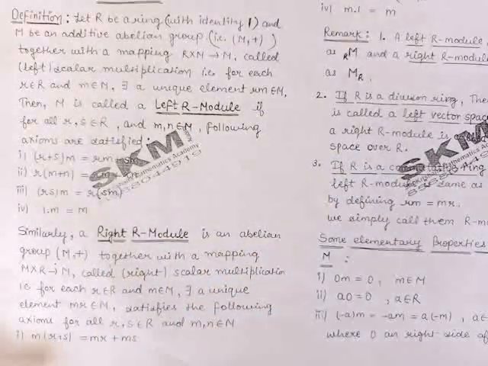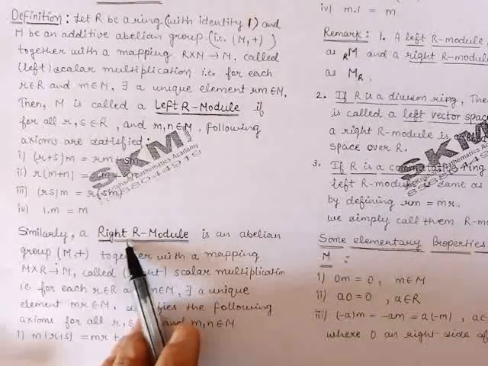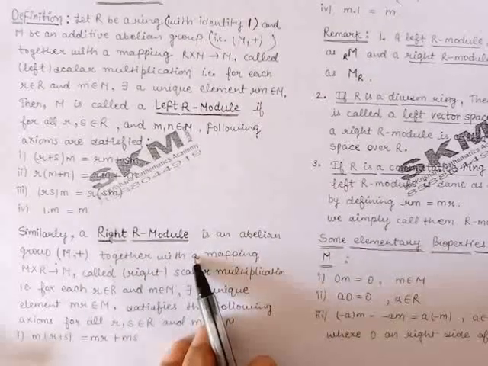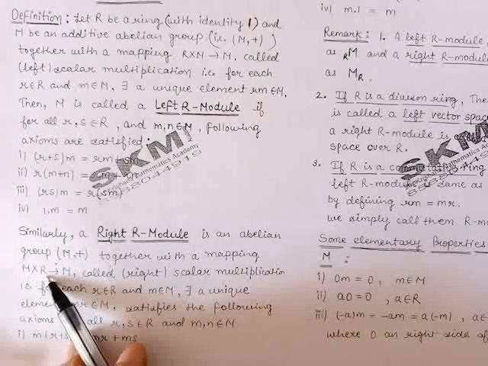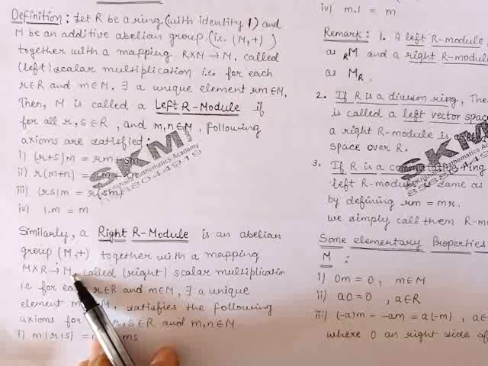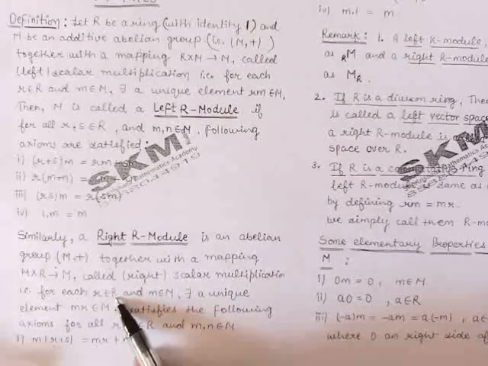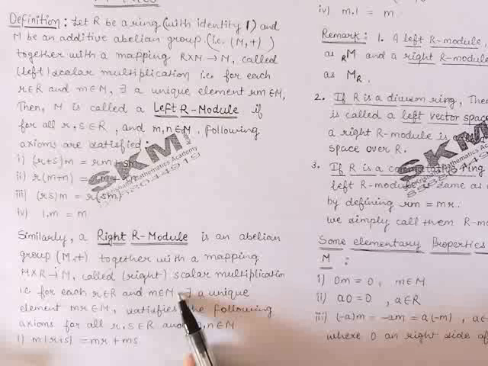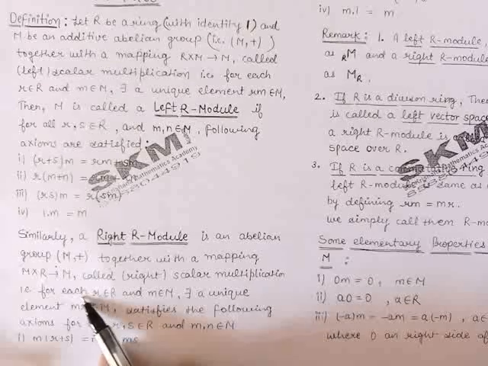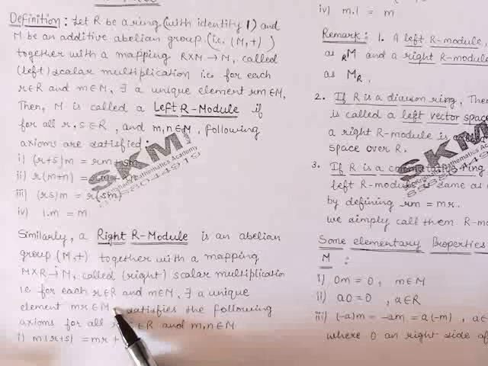In the same way, we can define the right R-module. In the right R-module, M is also an abelian group under addition. Here the mapping we define from M cross R into M is called right scalar multiplication. This means for each r belonging to the ring R and m belonging to M, there exists a unique element mr, which is an element of M, and the following conditions are satisfied.